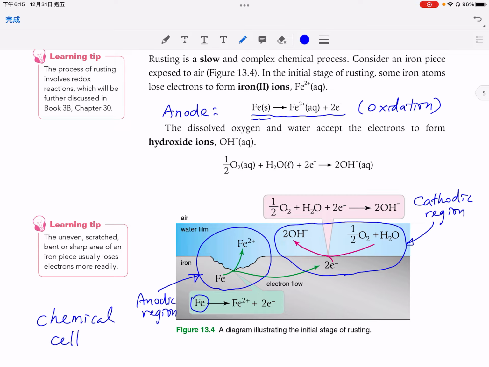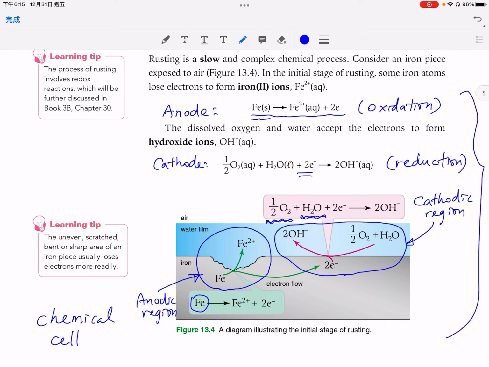So this is the reaction at the cathode. You can see very explicitly oxygen and water, both of them will take part in the cathodic reaction. Of course, this is a reduction. You see, it involves the gain of electrons. So make sure you can identify or visualize the rusting of iron in this way.